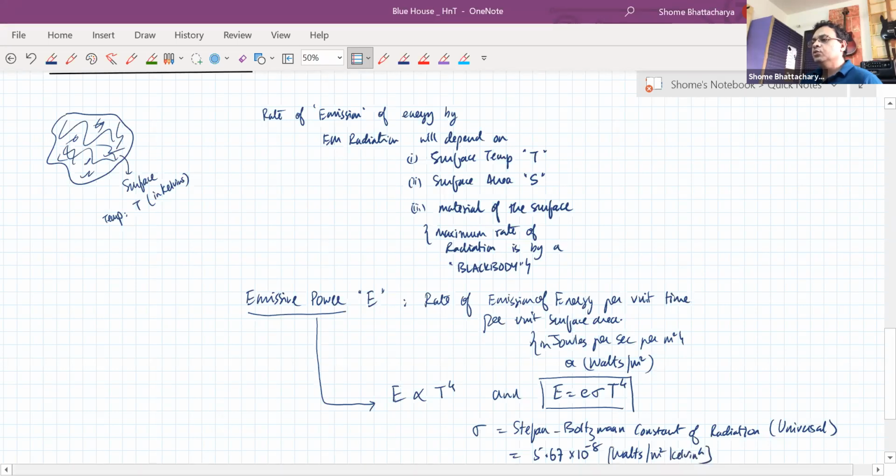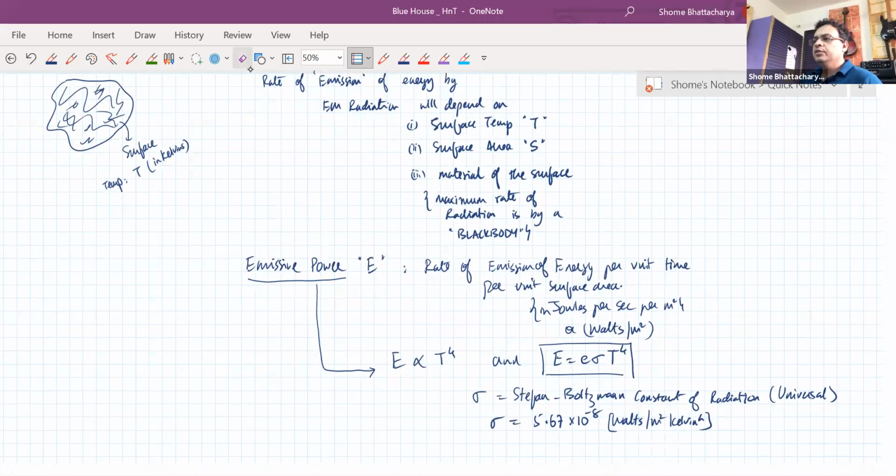Now if you understand the unit of sigma, you'll realize that the small e is a dimensionless quantity, because capital E is in watts per meter square and T to the power 4 is in Kelvin to the power 4. So this is Kelvin to the power 4. You don't need to memorize the value, it will be given to you in the question paper, but it's a universal constant. Most of the time in questions, they will ask you to take the approximate value to be 6 into 10 raised to the power minus 8 watts per meter square Kelvin to the power 4.